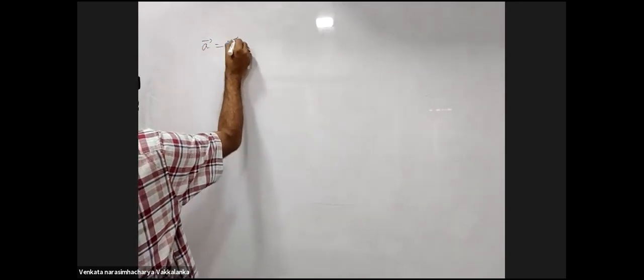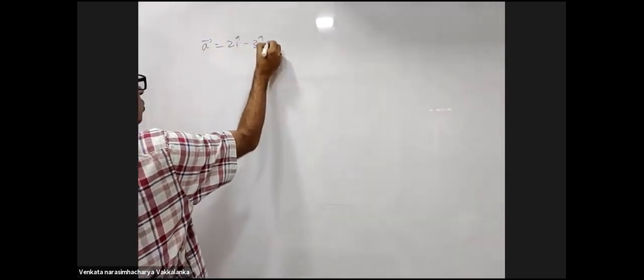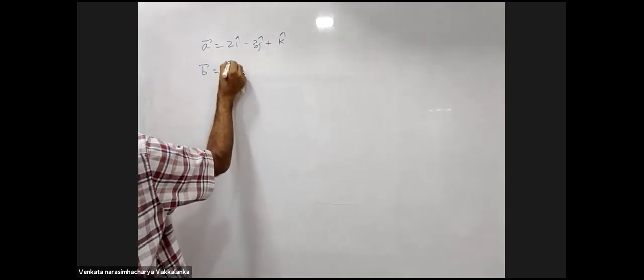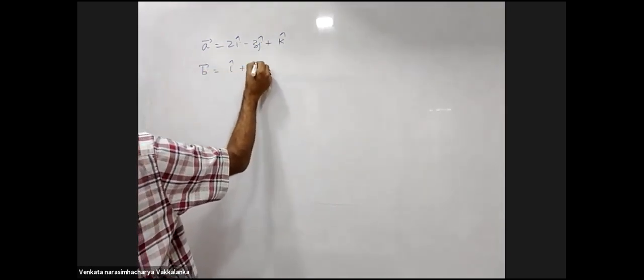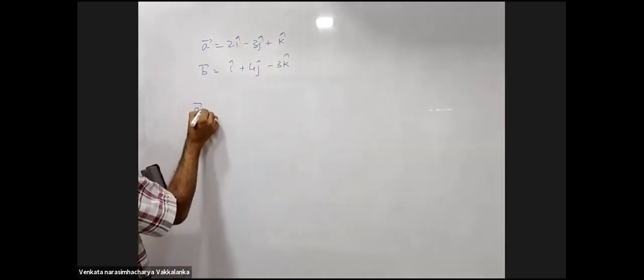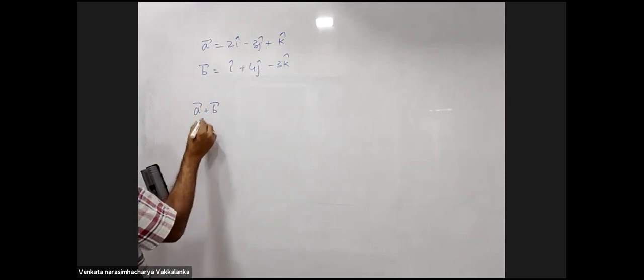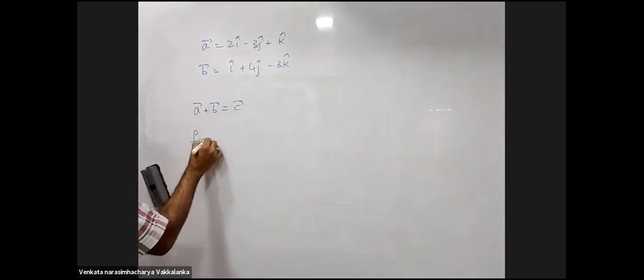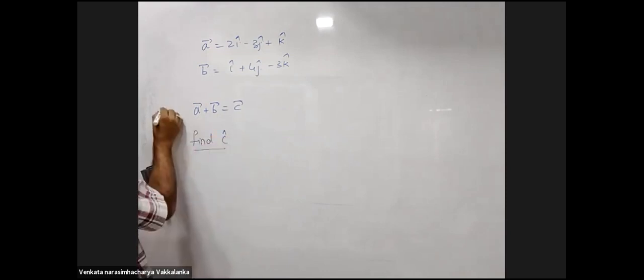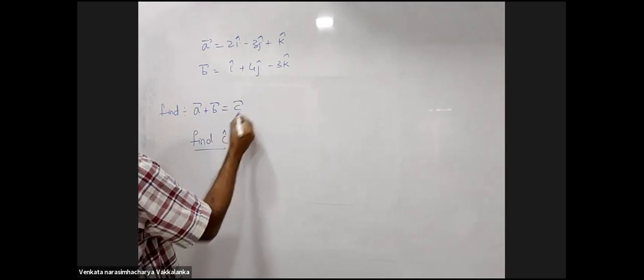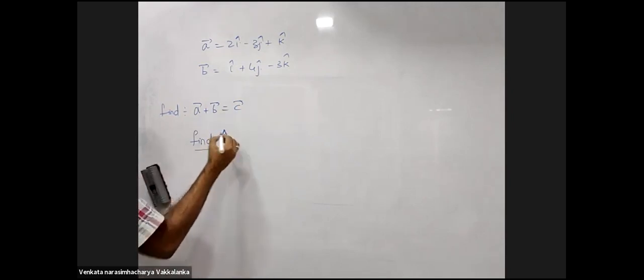Vector A is 2i cap minus 3j cap plus k cap. Vector B is i cap plus 4j cap minus 3k cap. Find A plus B. Find C cap. Find A plus B and then find the unit vector along C.